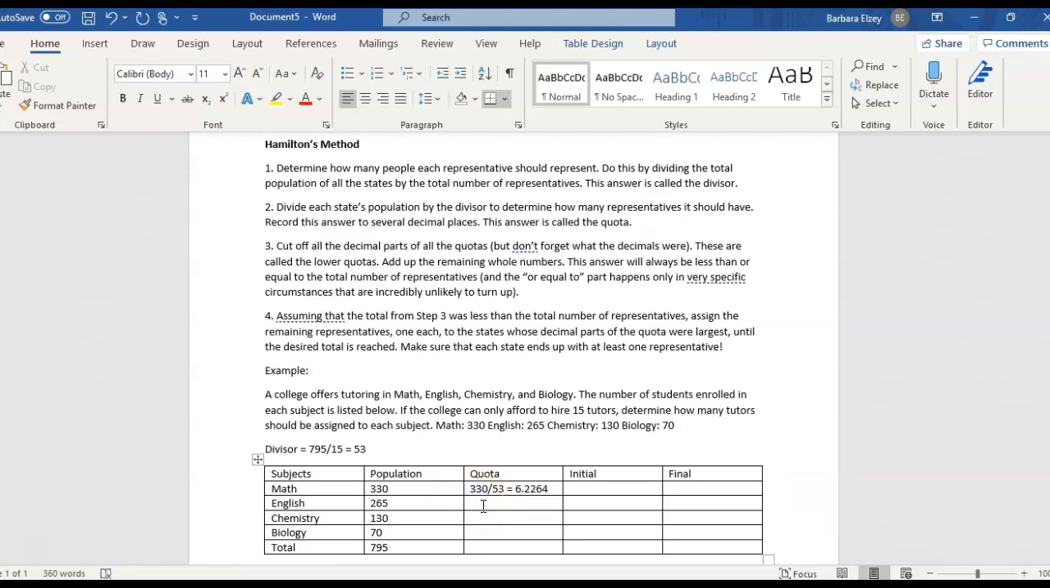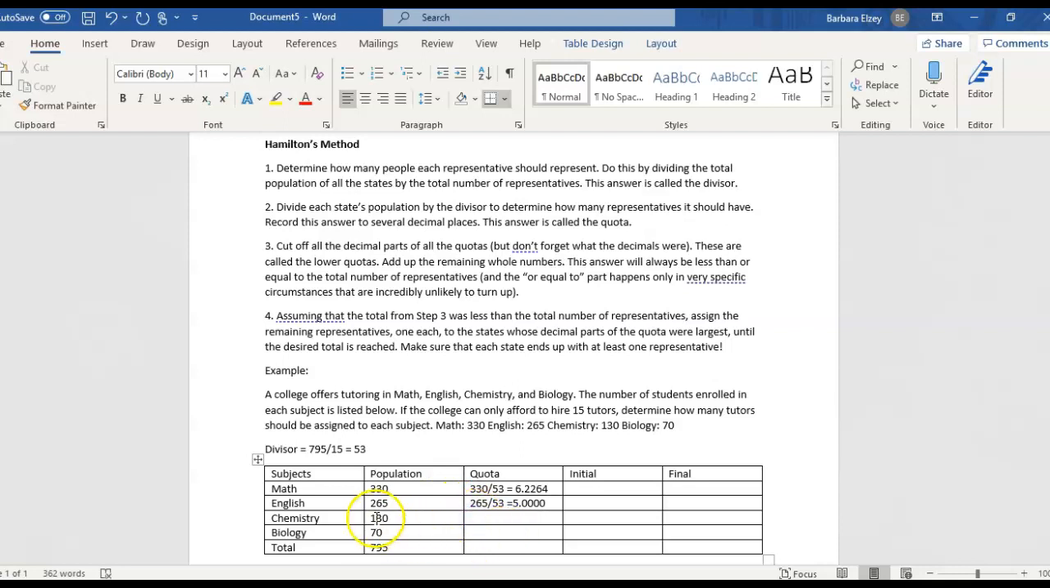So, for my second quota, I'm going to take the 265, that is the population of English, and divide it by that 53 again. And I'm going to get 5. Now, I'm just going to write that decimal out. We'll see why that decimal is important. So it's just 5, but I'm putting those zeros out there for a reason.